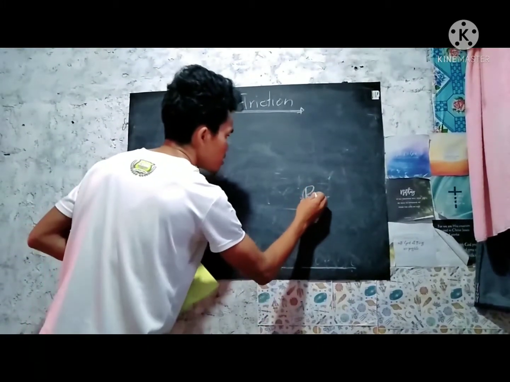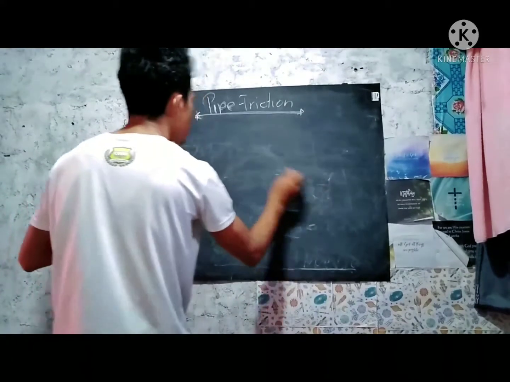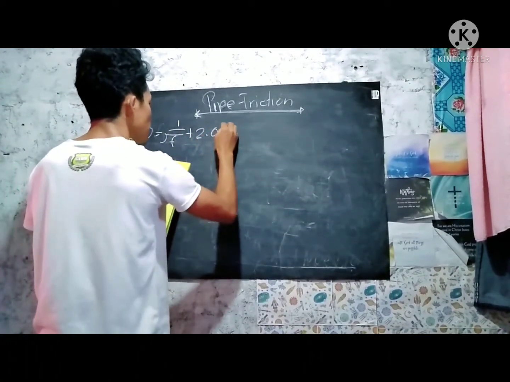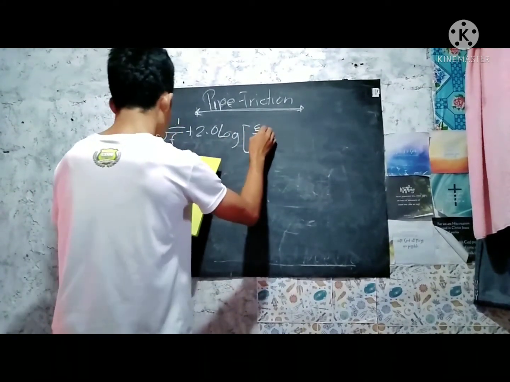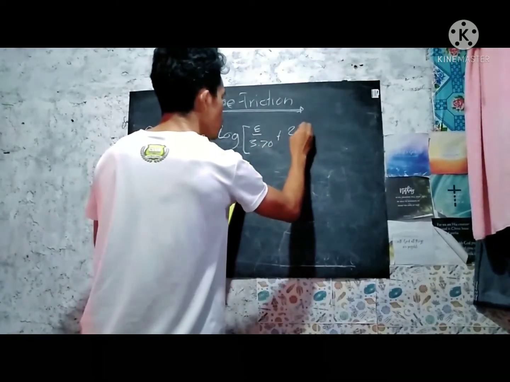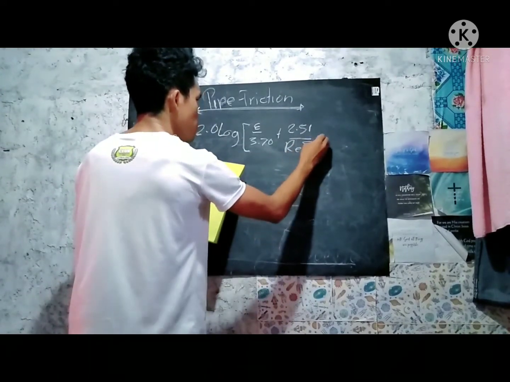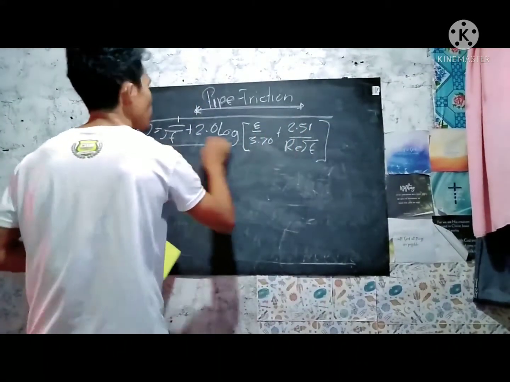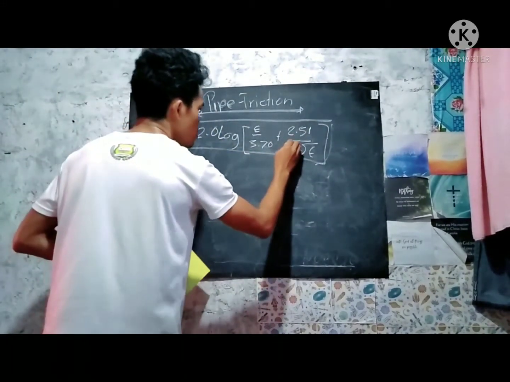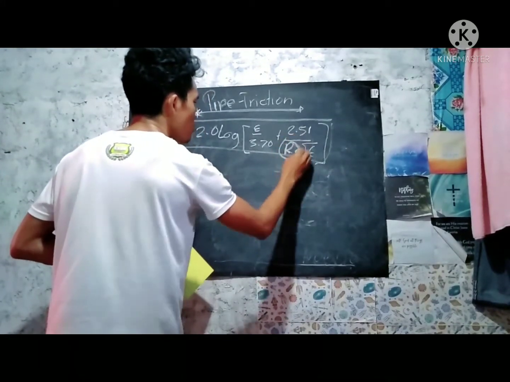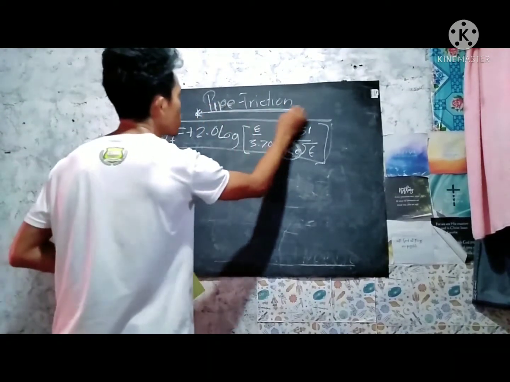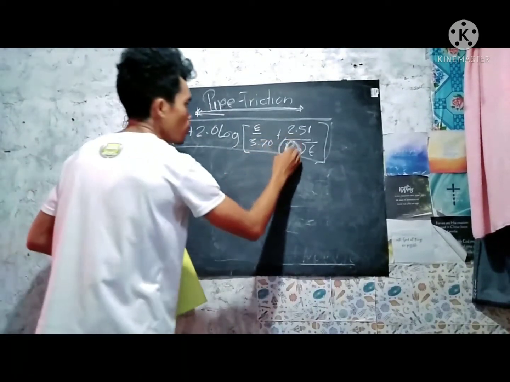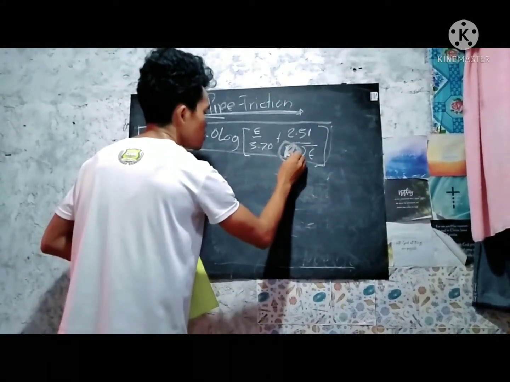So we continue. I'm going to rewrite our equation. 0 = 1 over square root of f + 2.0 log(e over 3.70 + 2.51 over Re square root of f). This is the equation to solve the pipe friction. We cannot calculate the pipe friction with this formula if we don't first solve this Re.